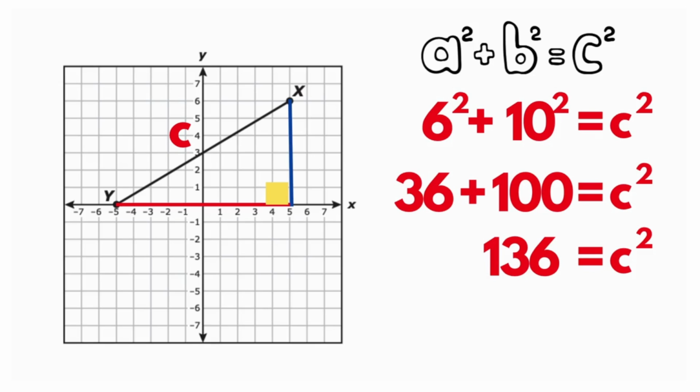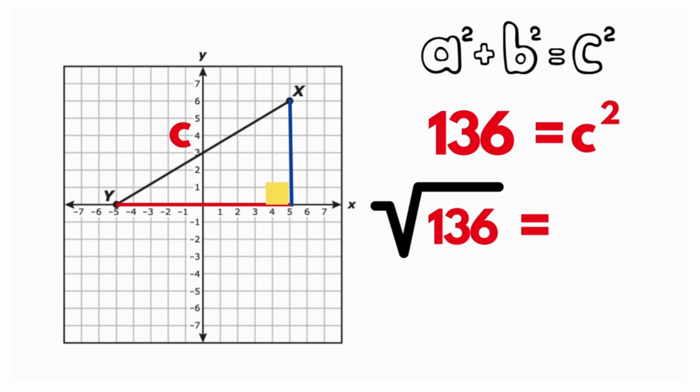Now, the opposite of squaring a number is the square root. So if we want to figure out what number times itself is 136, we can put the square root button in our calculator, punch that in, and round it to the nearest tenth. So the square root of 136 is 11 and 6 tenths. So now we have 11.6.